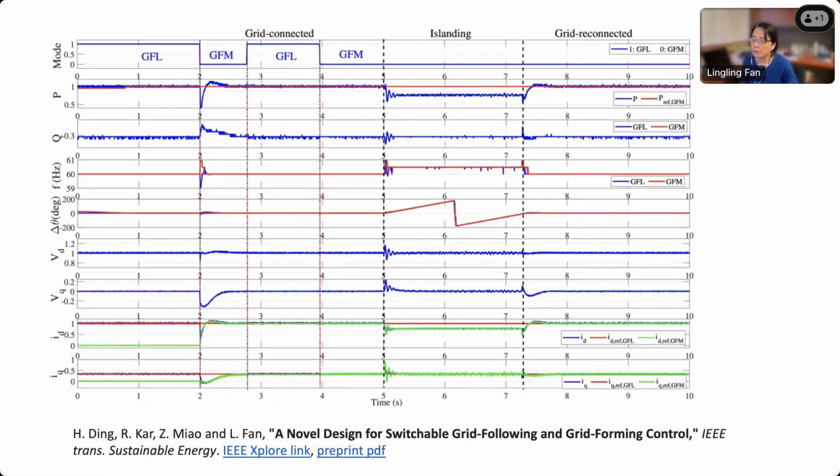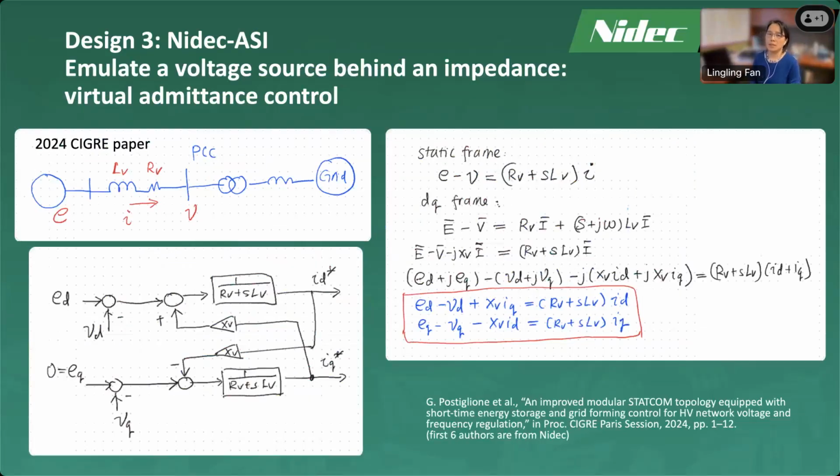So now let's move on. Also check the literature in the industry. In 2024, there's a different design called virtual admittance control. This is done by NIDEC, and the paper is from SIGRE 2024. The first six authors are from NIDEC, that's why I call it NIDEC. In the magazine paper, we had a typo.